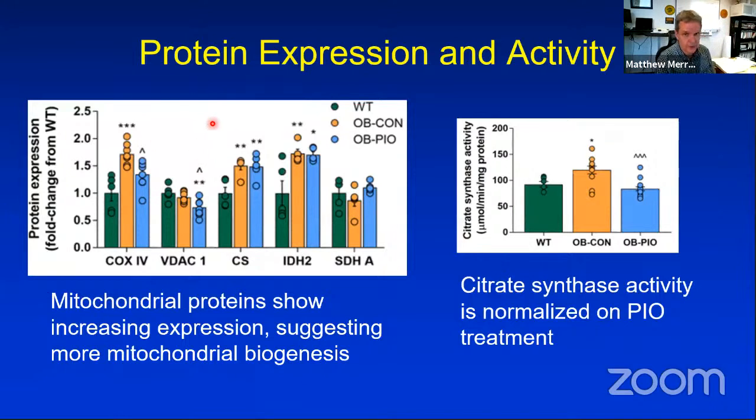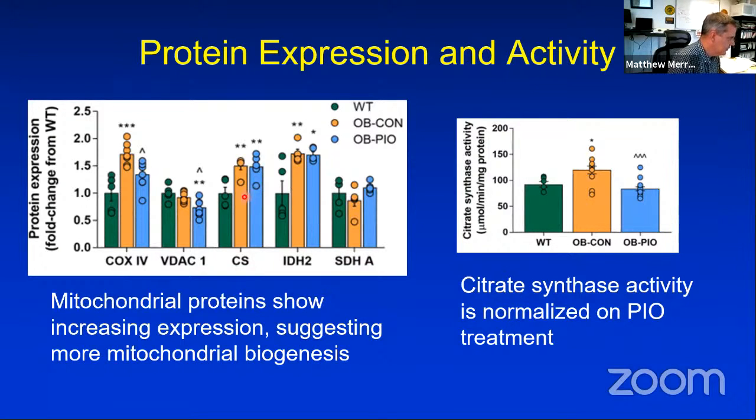Now I'm going to come back to the biology a little bit and talk about protein expression and activity. So a lot of the common mitochondrial proteins have increasing expression. Here you see COX-4 is up in the OB animal. It's somewhat normalized by the PO treatment, but this anion channel is really not changed.